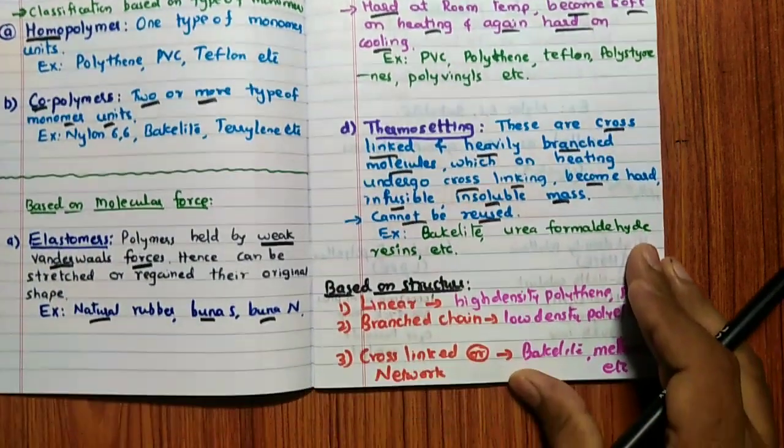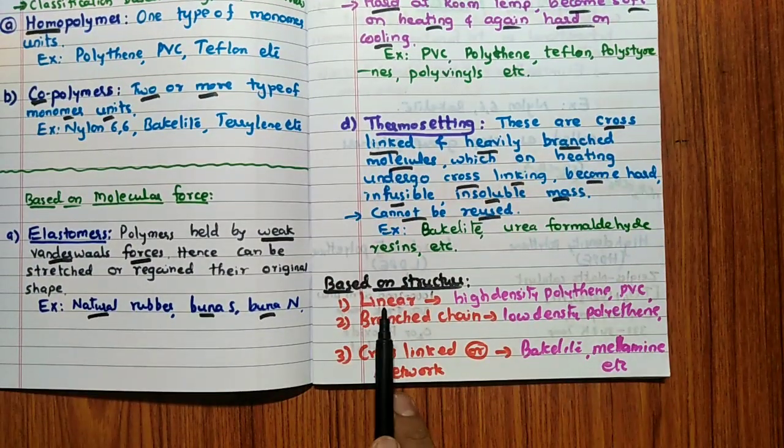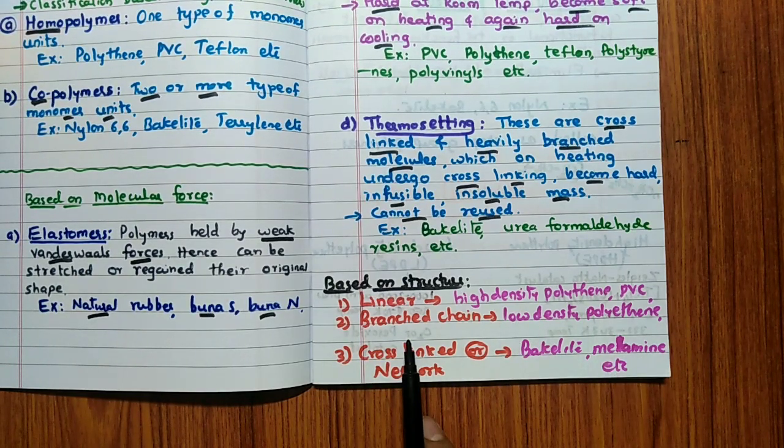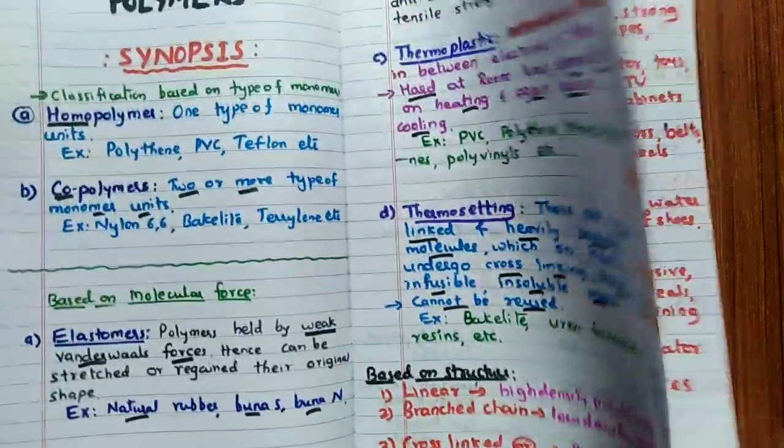Then based on the structure, it is classified as linear. Linear, remember these two examples, very important. High density polythene and PVC are examples of linear polymer. Branched polymer, low density polythene is an example of branched polymer. Cross-linked polymer or network polymer, you remember bakelite, melamine, etc. So these are the three different types of polymers depending on the structure.